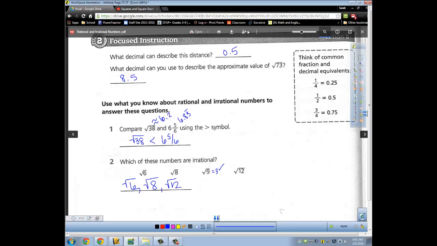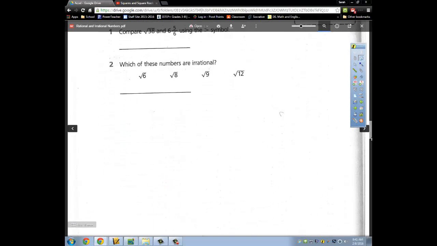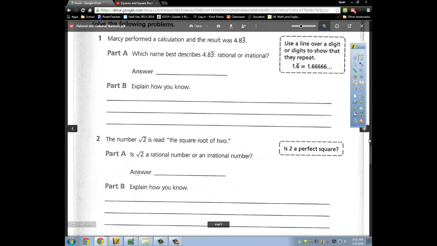Okay, last page that we're doing together. Marcy performed a calculation. The result was 4.83 repeating. Which number best describes 4.83, rational or irrational? Well, since it has that repeating number, that tells me it's going to be rational. So explain how you know. It's a repeating decimal, which can be written as a fraction.